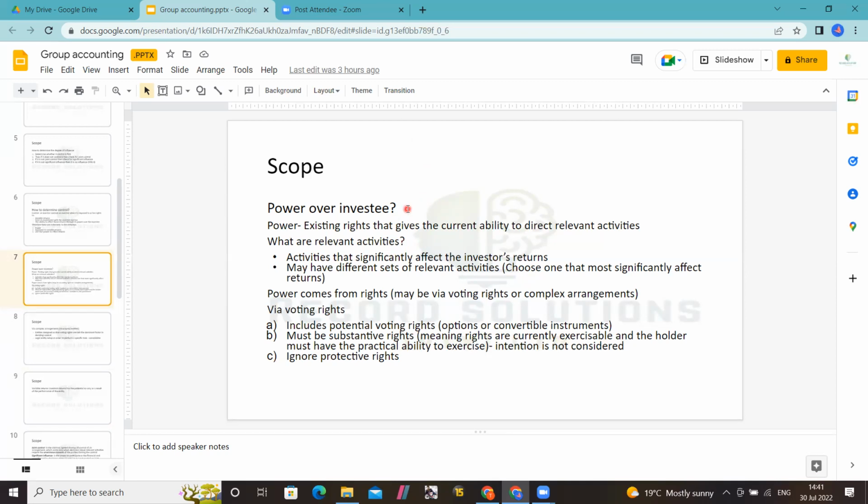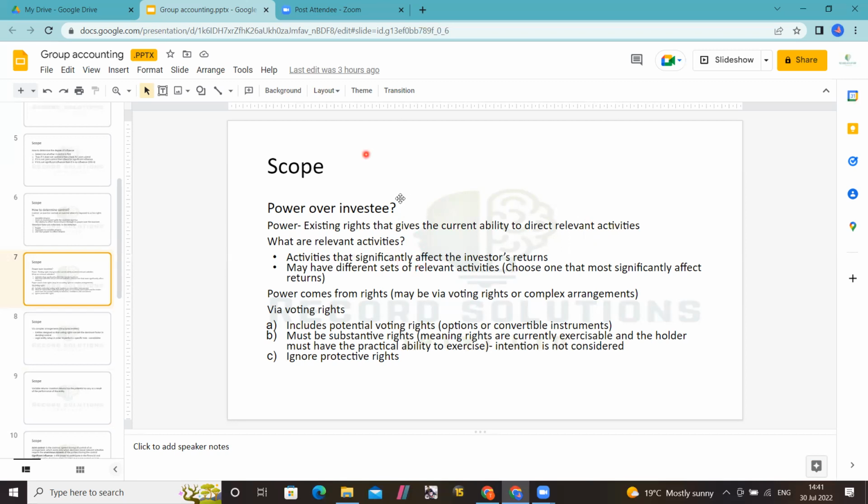Check what affects the profit. The return is basically the profit. What decisions do they take in that scenario that affect profit the most? Those activities are relevant activities, right? That's the first thing, to know what the relevant activities are.